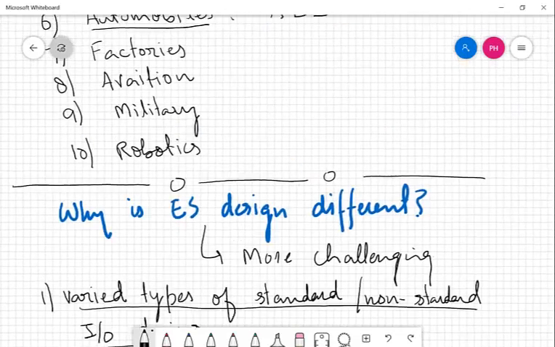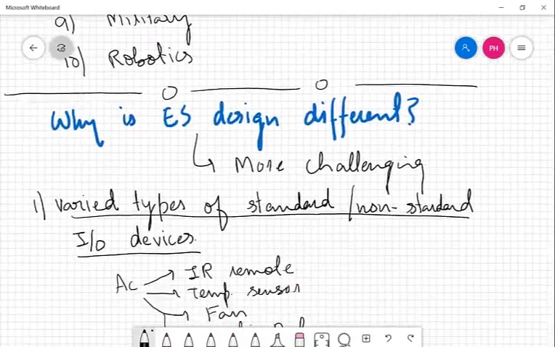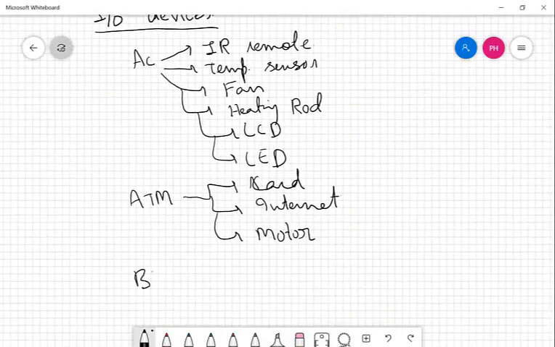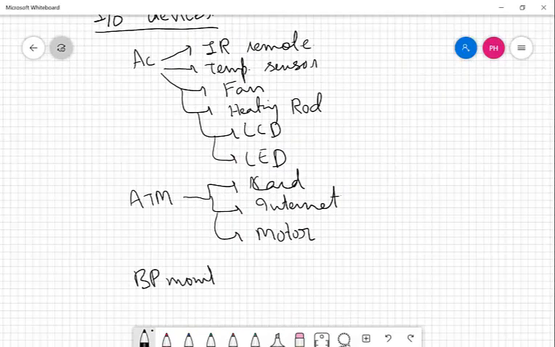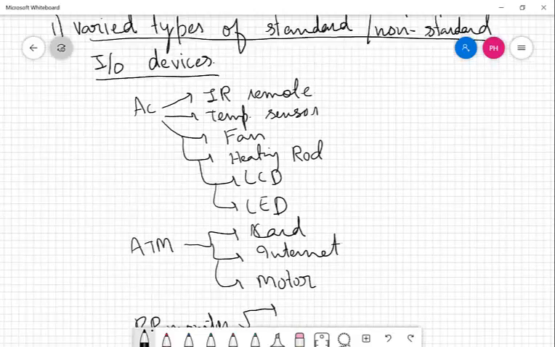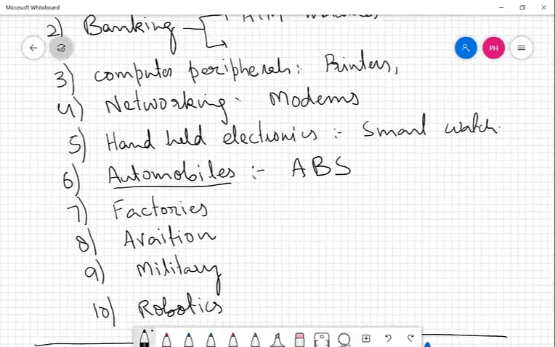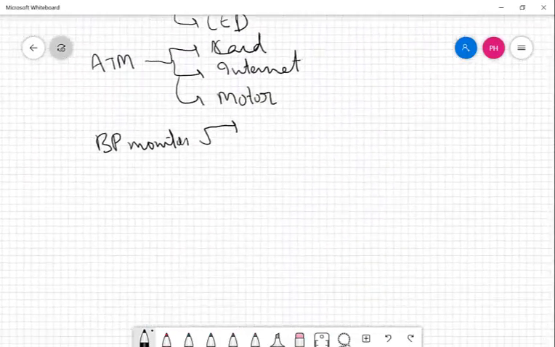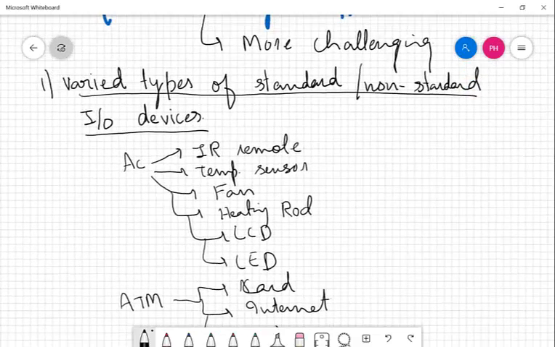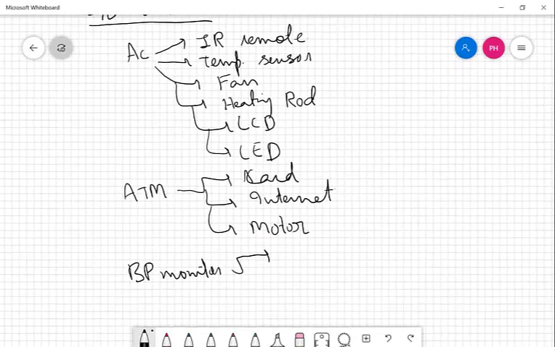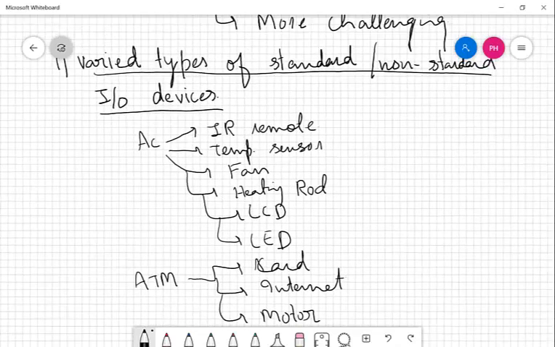If I take an example of some other input output device, for example a blood pressure monitor, input is again different. There may be a pump, there may be some sensor which is used to actually detect the blood pressure. In some other example, maybe in a smartwatch, inputs are again different. So in embedded systems we have varied types of inputs, and they may be standard or non-standard input output devices. So naturally the design of embedded systems becomes more challenging than the design of general purpose computers.